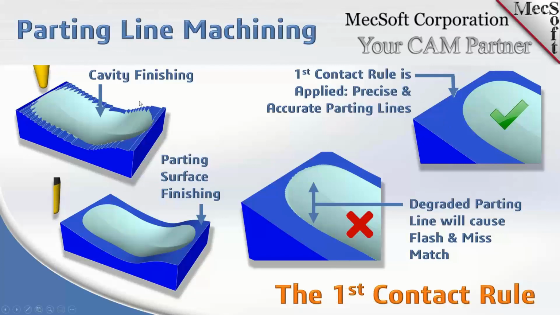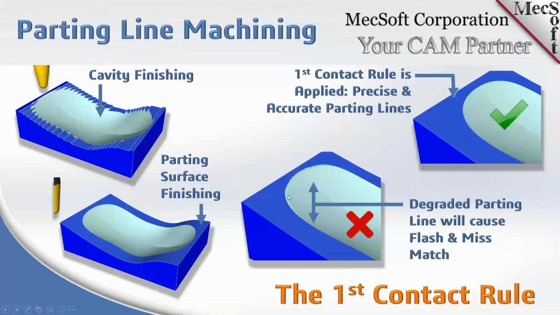So on the left, we have the cavity machined out, and we have the parting surface machined out. On the right top, you will see the cut material simulation of the cavity, the entire insert with the first contact rule implemented. So you see a nice, clear parting line, very distinct. There's no colors bleeding from one side to another. And if you go to the middle image, you'll see areas where the cavity is bleeding over into the parting surface and vice versa.